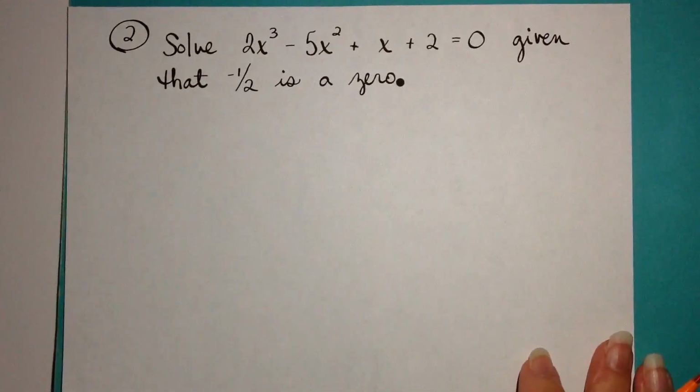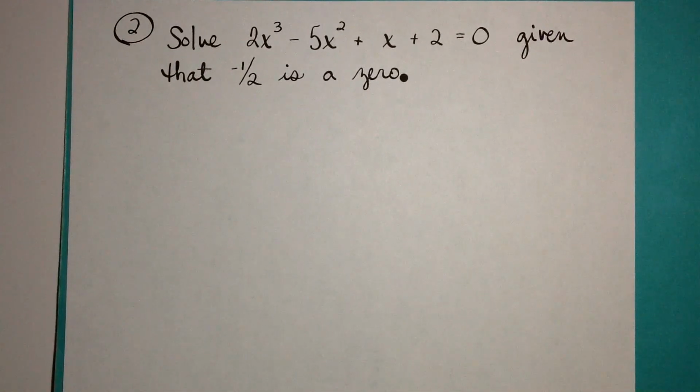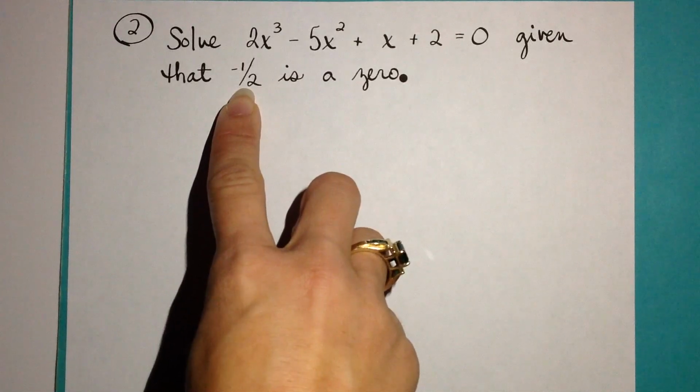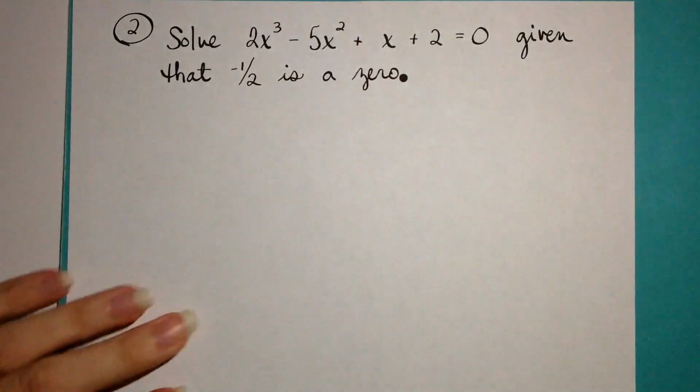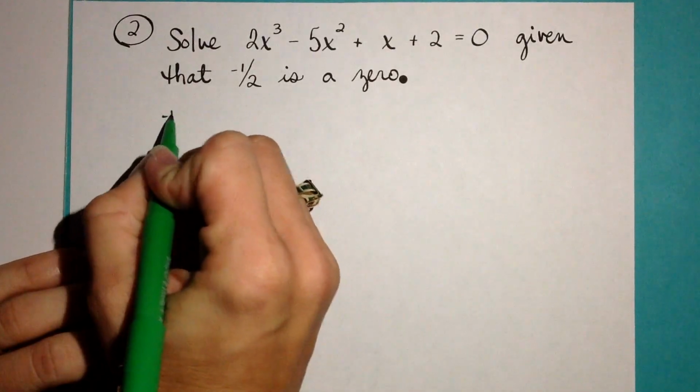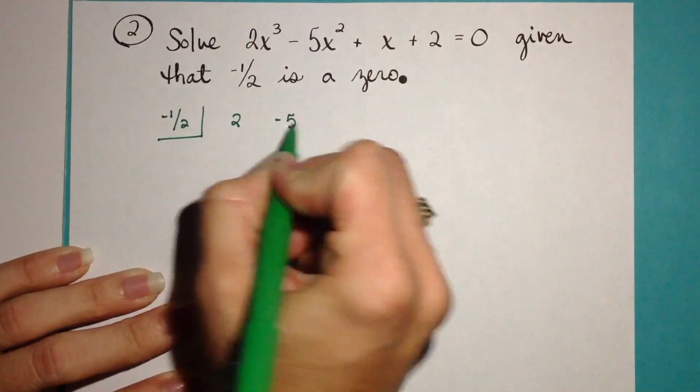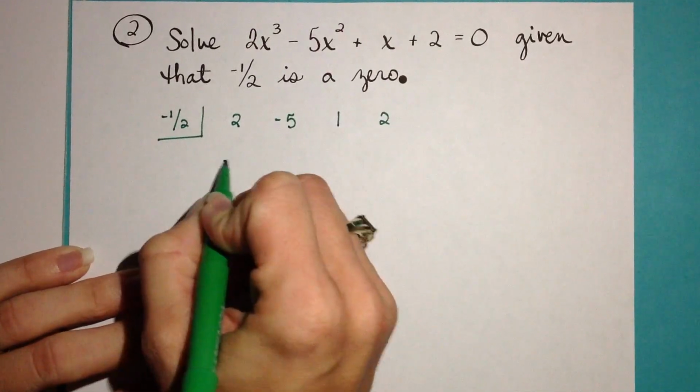Okay, next one. The problem's stated a little bit different, but it's basically telling you exactly the same thing. You know that negative 1/2 is one of your zeros. Now, you don't change the sign of it this time, so it doesn't give it to you as x minus or x plus. If they just give you the number, then keep the sign the way that it is. So I'm going to set negative 1/2 up out front. And then I have 2, negative 5, positive 1, positive 2.